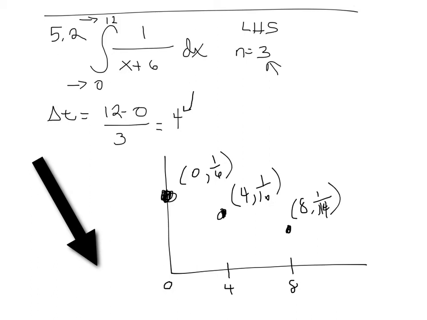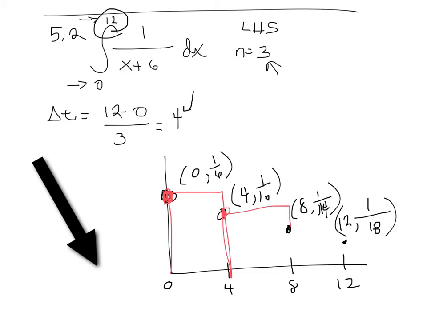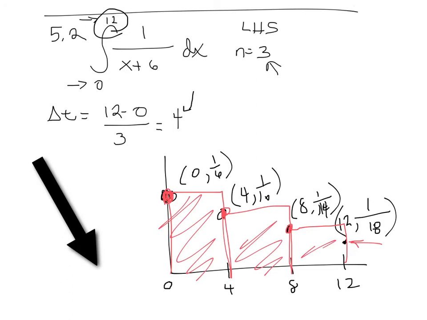See, this is writing horribly. And then I go to 12 and I stop, because that told me up there to stop at 12. And so finally I get 12, comma, and then 1 over 18. So a left-hand estimate would be to go up to the left-hand side of my rectangle, draw down to my function, left-hand side, draw down, left-hand side, and draw down. I don't go one more time because I can't go past there. So what I'm looking for is this area right here.